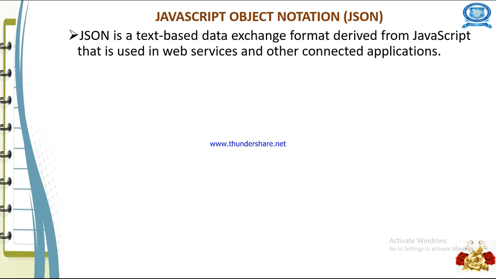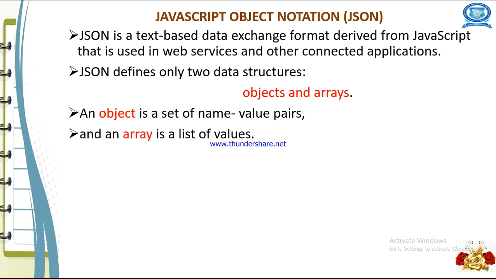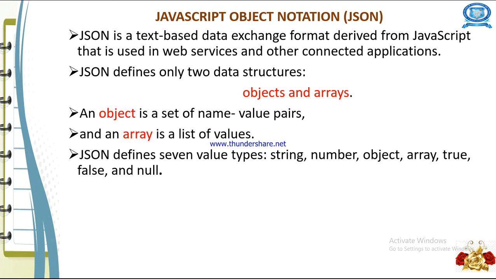So JSON is a text-based data exchange format derived from JavaScript that is used in web services and other connected applications. A lot of applications are related to JSON, JavaScript Object Notation. It defines only two data structures. All of you know the data structure concepts: objects and arrays. An object represents a set of name and value pairs, and an array is a list of values.